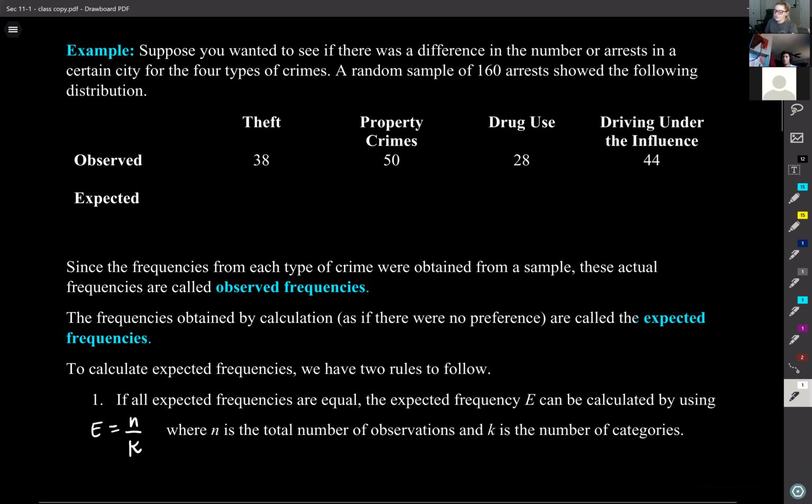Basically, all you need to take away from this is that there are 2 methods to calculating the expected frequency. One is where they're all the same, and you just take the total number of observations, or your sample size, and divide it by the categories. The other is where you have a little more information, like the probability of each of these things happening, and you can calculate more specific expected frequencies.